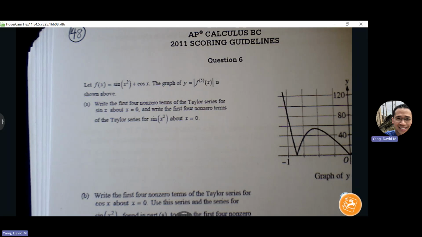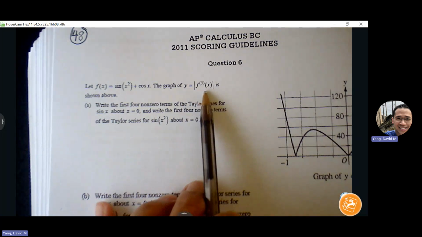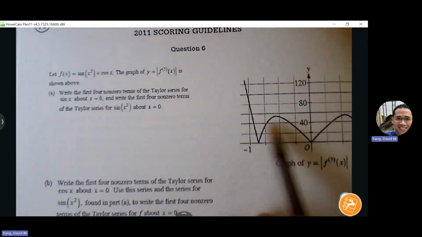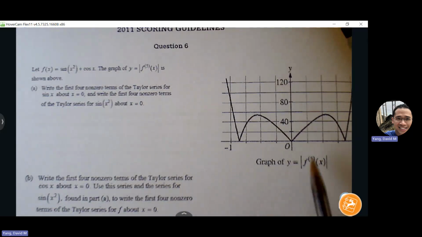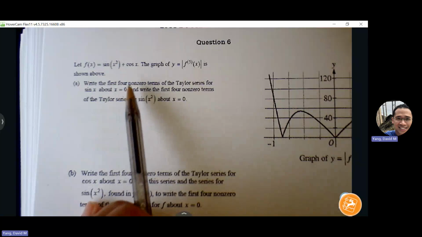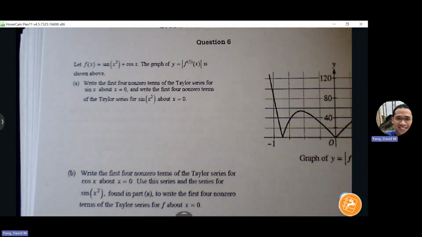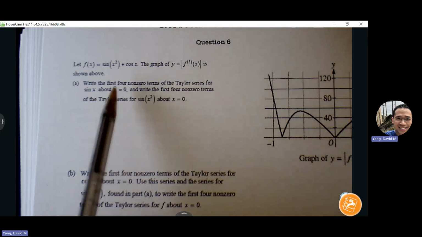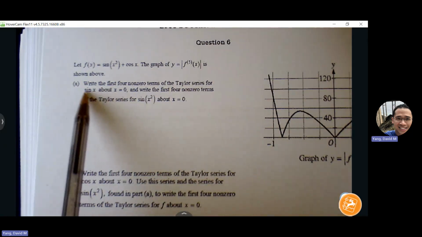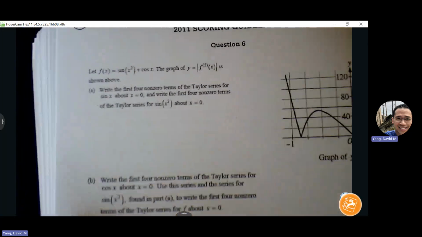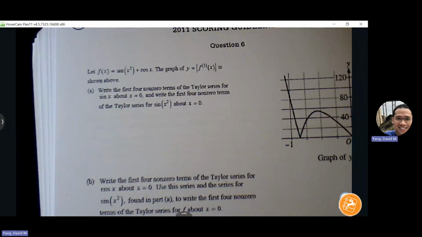All right, so it says let f of x equals sine of x squared plus cosine x. The graph of the 5th derivative of f is shown. So this is the 5th derivative of f. Write the first 4 non-zero terms of the Taylor series for sine of x about x equals 0, and then write the first 4 non-zero terms of the Taylor series for sine of x squared about x equals 0. So we're kind of building this from the beginning here. So we know what sine of x is. Let's go ahead and do that. We know sine of x is going to involve odd degrees, and the factorials are also odd.